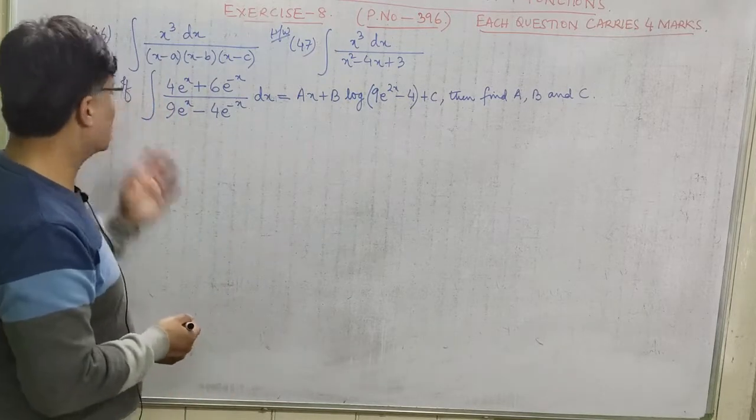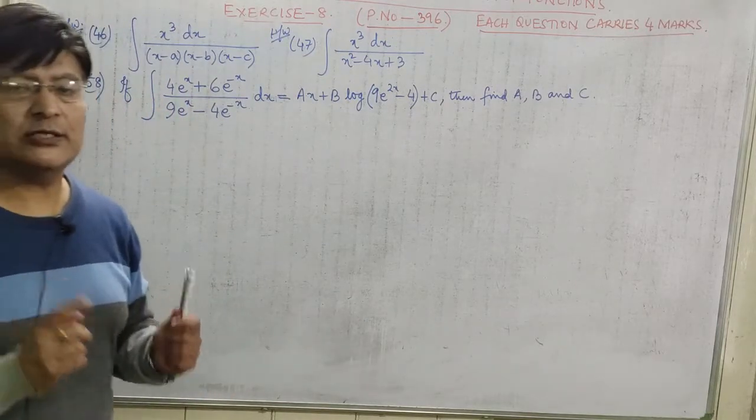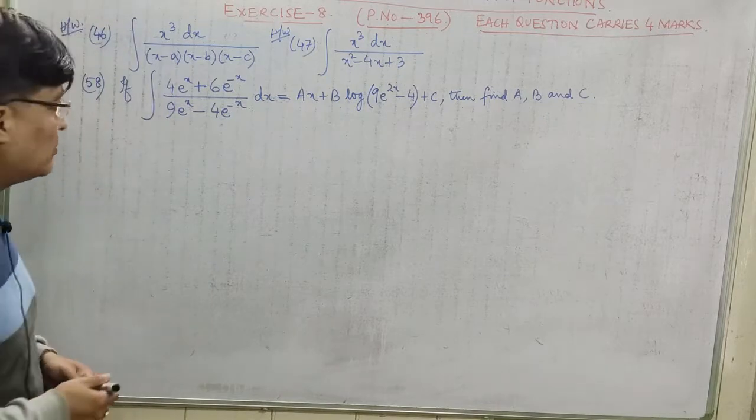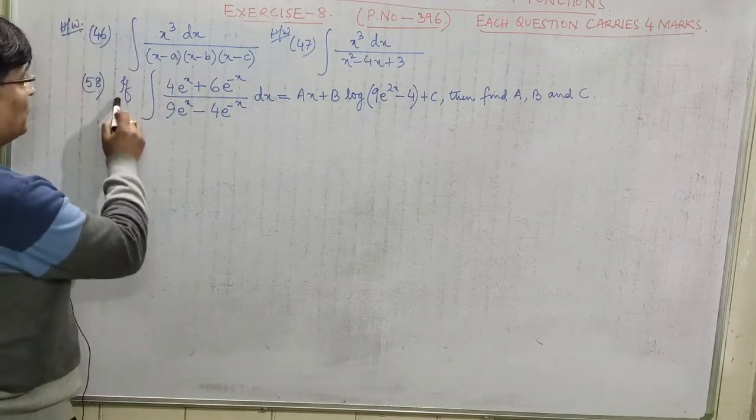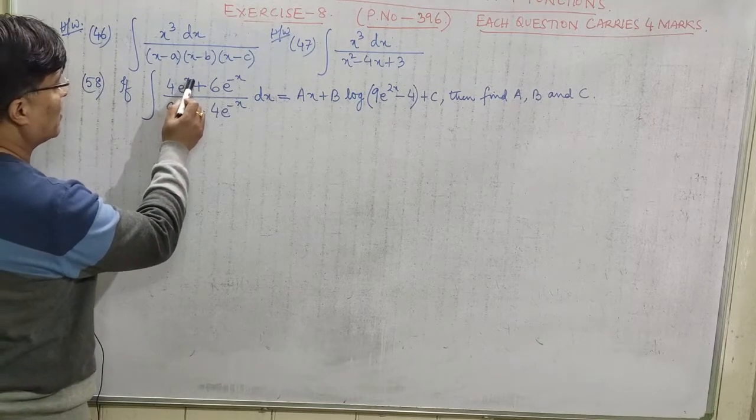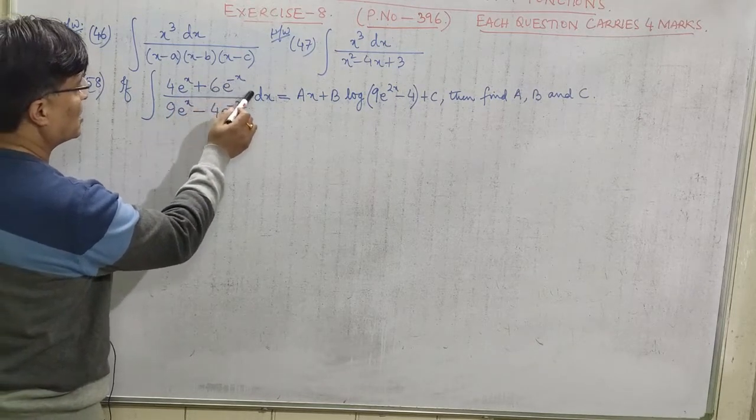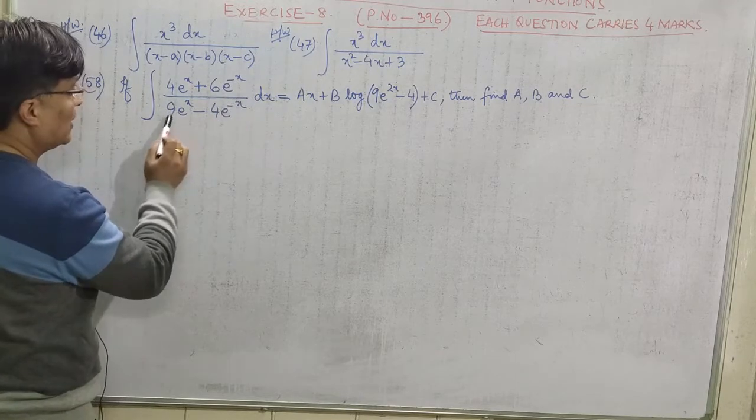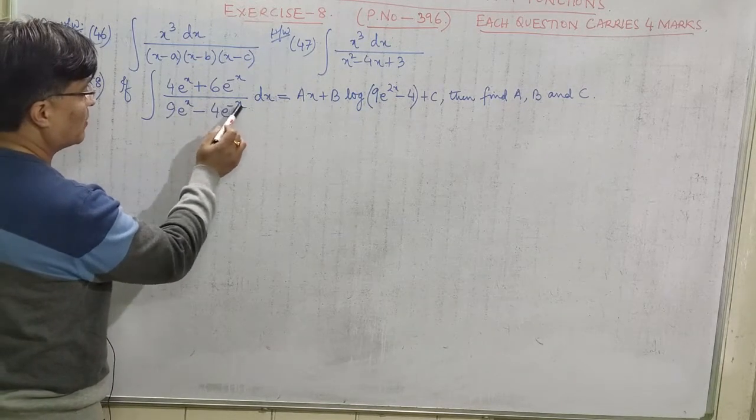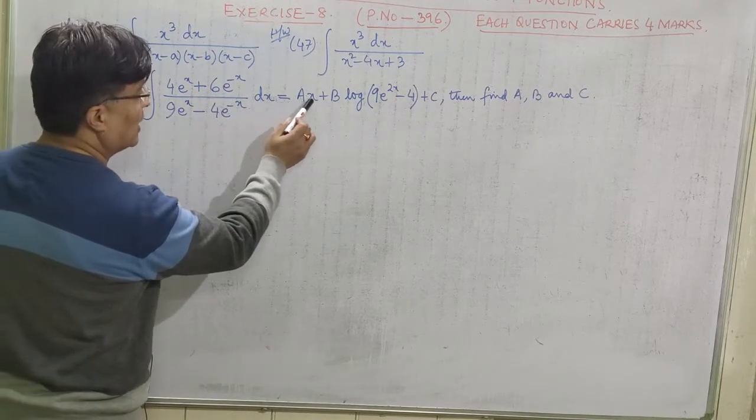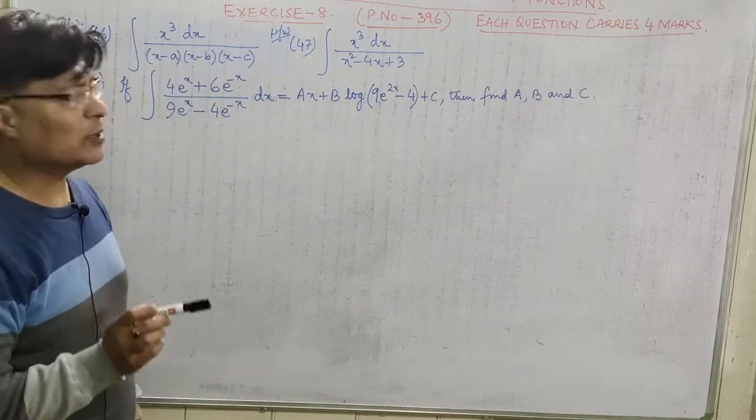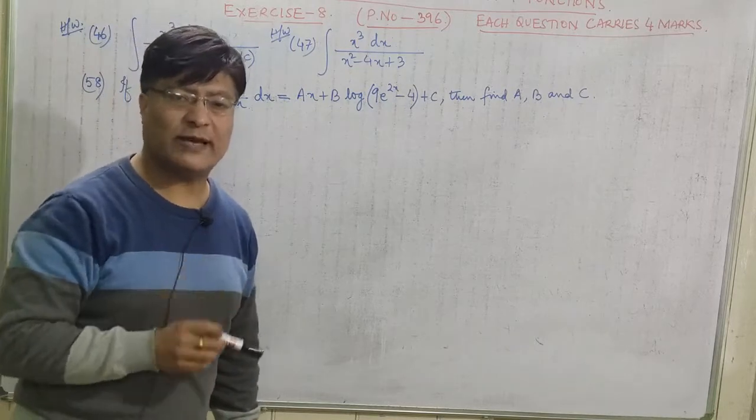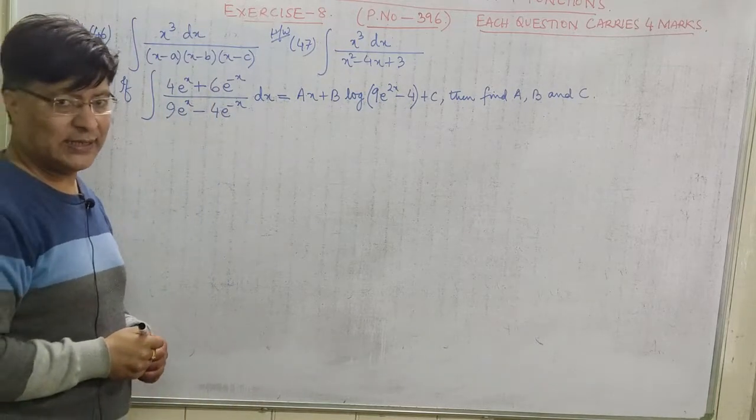Okay, so let's do question number 58 here. This question is very, very important, right? So now let's do this question. If integral of (4 e to the power x plus 6 e to the power minus x) dx divided by (9 e to the power x minus 4 e to the power minus x) is equal to ax plus b log within bracket 9 e to the power 2x minus 4 plus c, then you have to get those values of a, b and c, right?